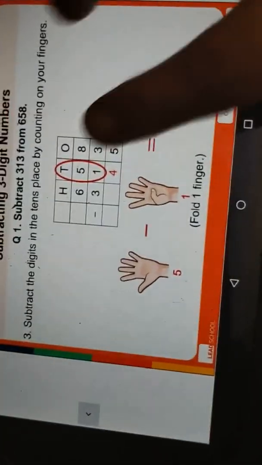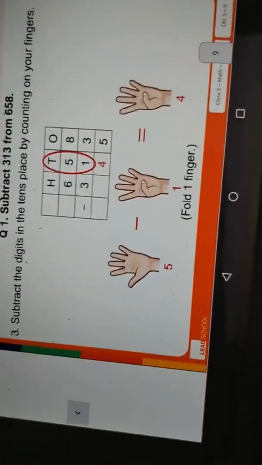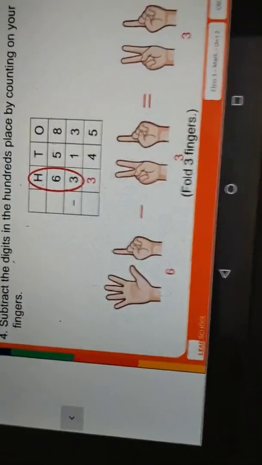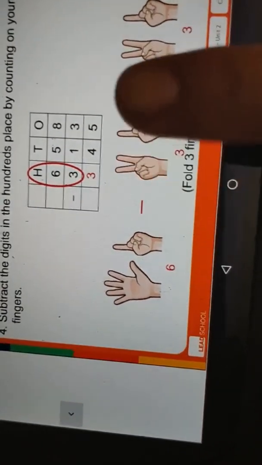Then 6 minus 3. 6 on your fingers, count 1 2 3 4 5 6. We will cut 3: 1, 2 and 3. The remaining number is 1, 2 and 3. So what do we have to write here? 3. So our answer is 345: 658 minus 330 is 345. Now students, I'll give you half a minute. You have to complete your work.